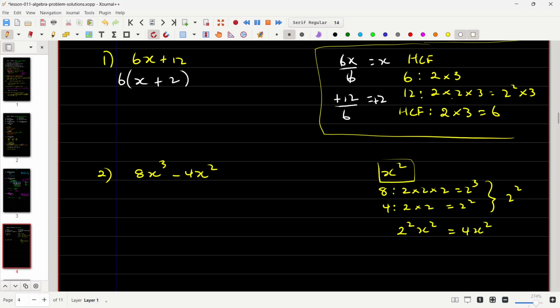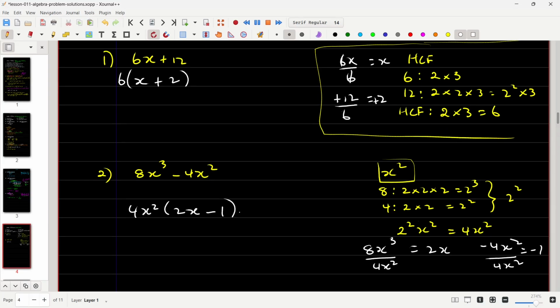So I'm going to take each one and divide it by 4x squared. 8x to the third divided by 4x squared is going to give me 2x. And then I have minus 4x squared divided by 4x squared, and this would be minus 1. So this can be factorized into 4x squared into 2x minus 1. And that's the answer there.